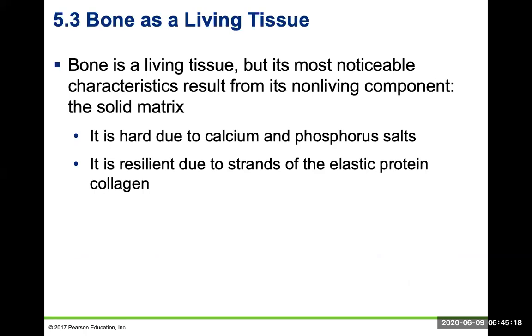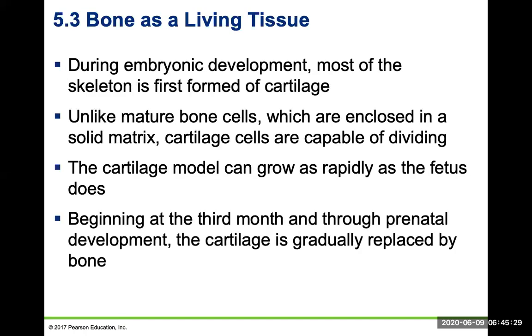Bone is living. It is hard due to its calcium and phosphorus salts, and that's the non-living component of it. And it's resilient due to strands of the elastic protein collagen. During embryonic development, most of your skeleton starts off first as cartilage. And unlike mature bone cells, which are enclosed in solid matrix, cartilage cells are capable of dividing. The cartilage model will grow very rapidly as the developing child grows, and especially beginning in the 3rd month and through prenatal development, the cartilage is gradually replaced by bone.